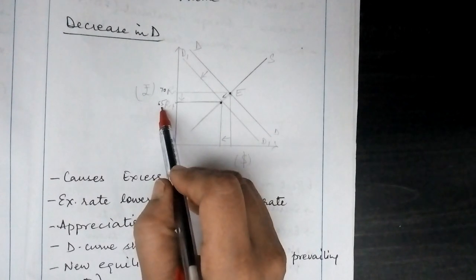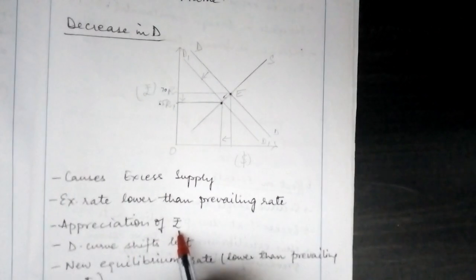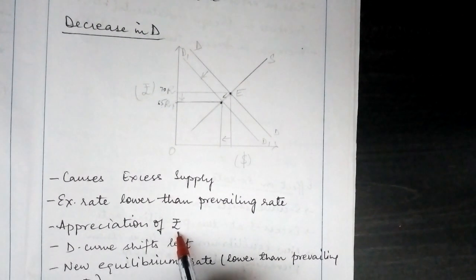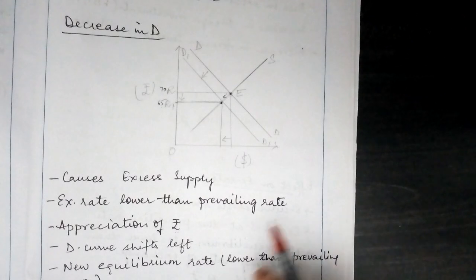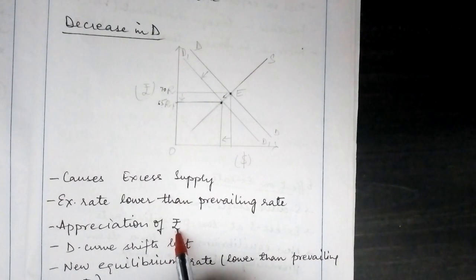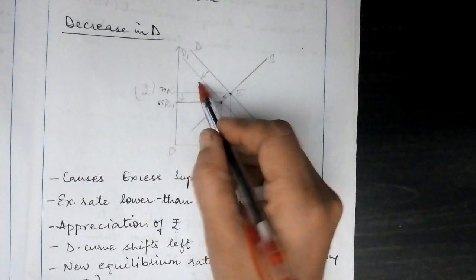This would mean an appreciation of rupee or increase in the value of rupee when compared to the foreign exchange. This would also mean that the rupee becomes dearer or costlier in comparison with the foreign exchange rate. Hence, the demand curve would shift leftward or downward.